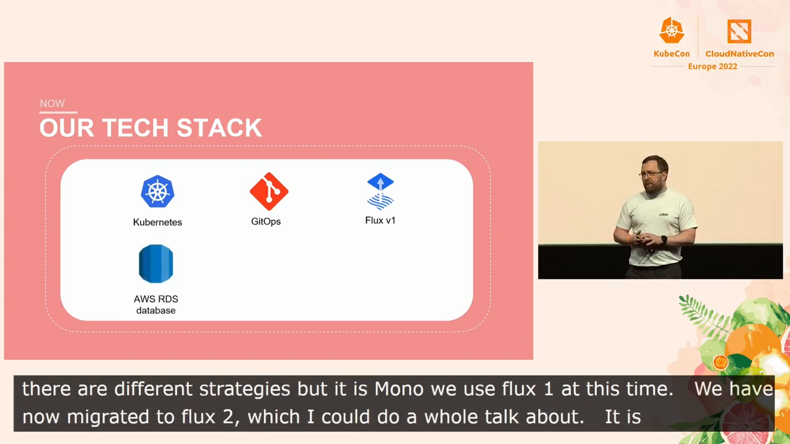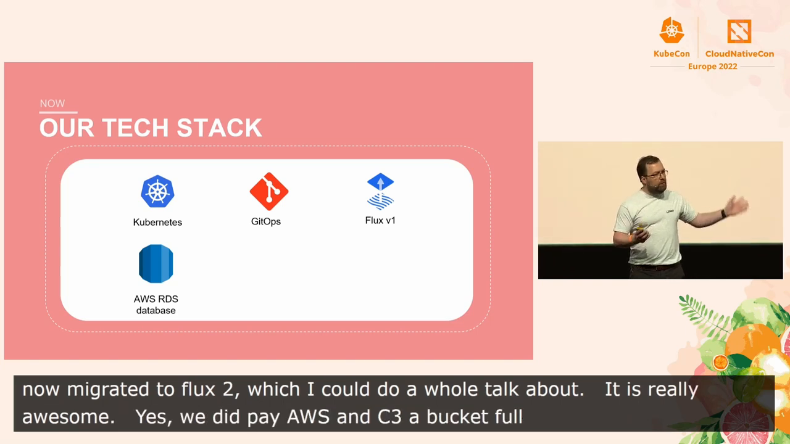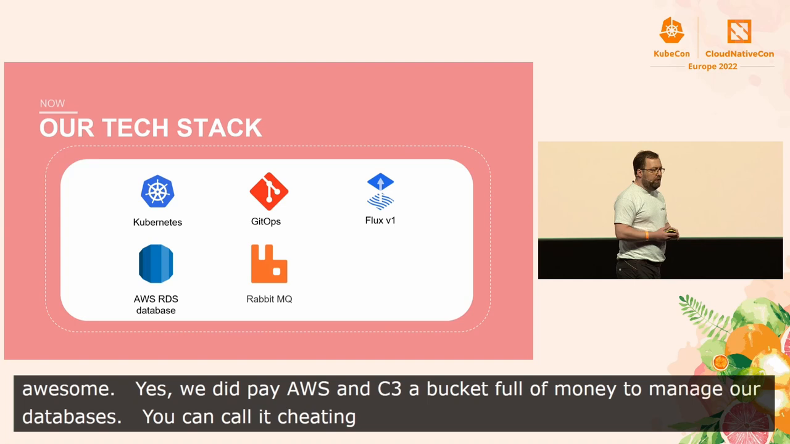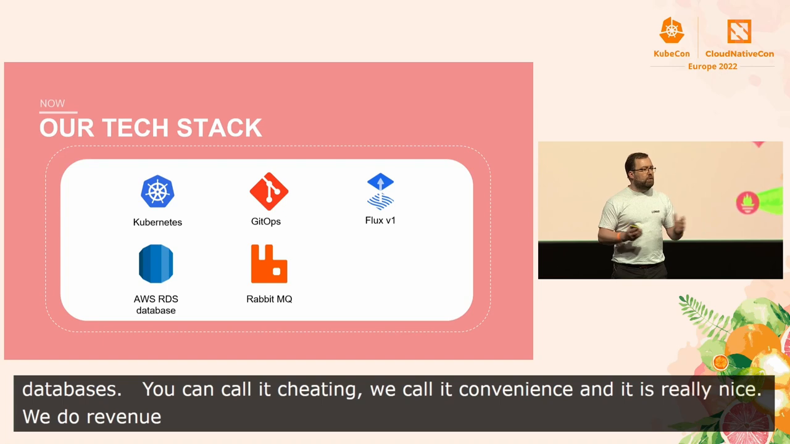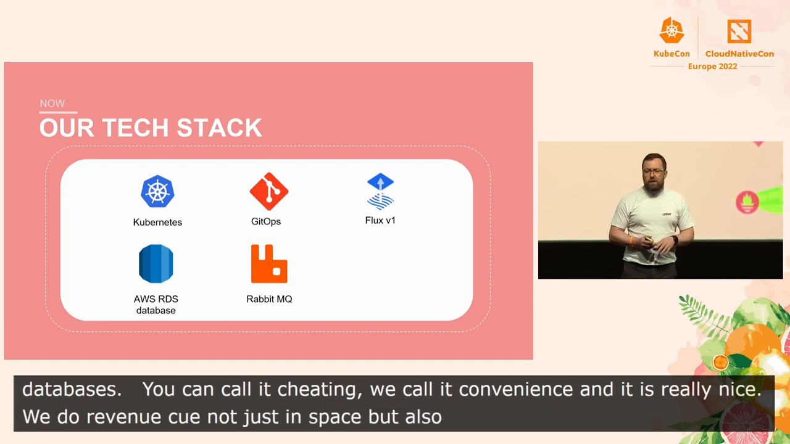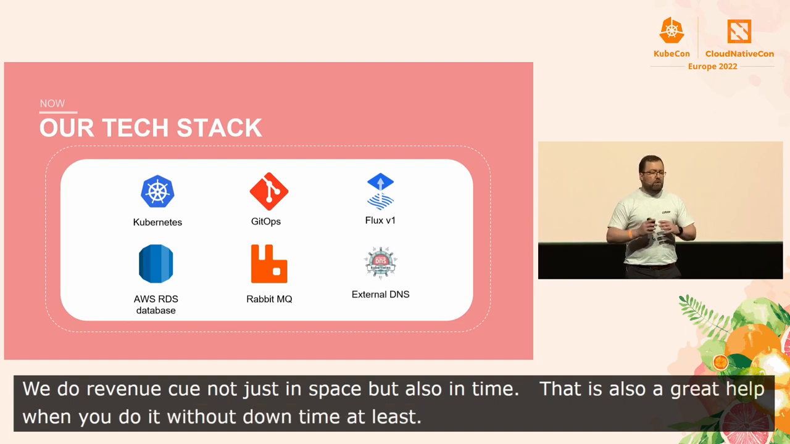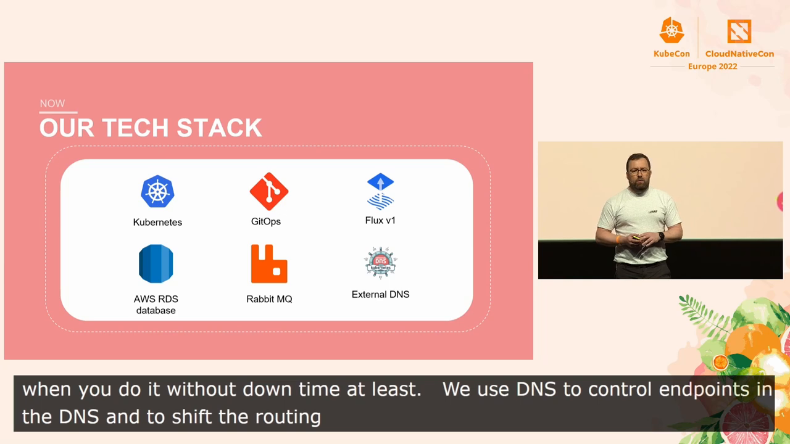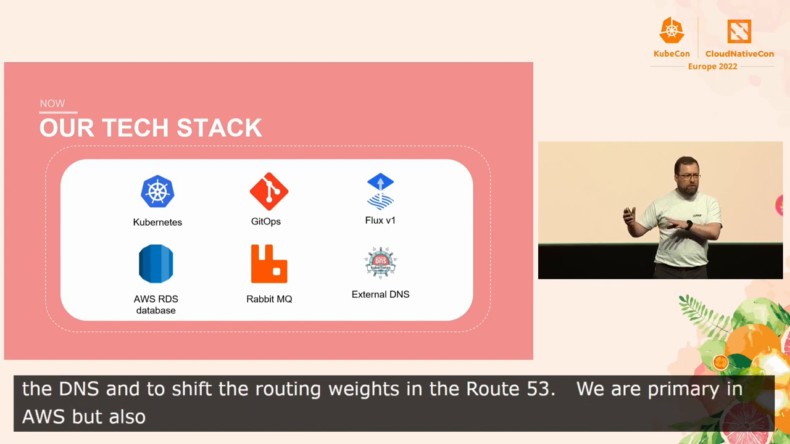And yes, we did pay AWS an S3 bucket full of money to manage our databases. You could call it cheating. We call it convenience. It's really nice. And we use RabbitMQ to decouple our services, not just in space, but also in time. So that's also a great help when you do failovers, if you want to do it without downtime, at least. And we use external DNS to control our endpoints in the DNS and to shift the routing weights in Route 53. We are primarily in AWS, but we are also in Google and in Azure.